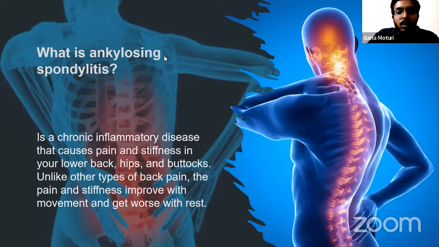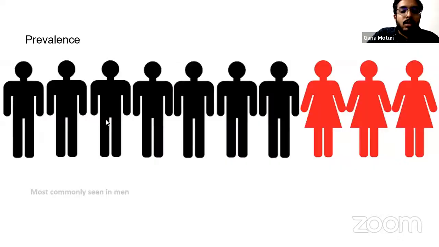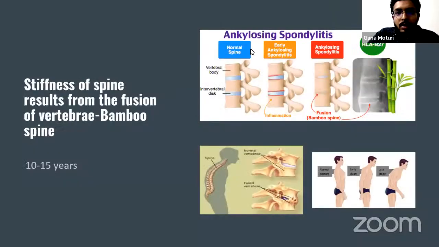So again, elaborating on what ankylosing spondylitis is: it is a chronic inflammatory disease which will cause pain and stiffness in your lower back, hips, and buttocks. Unlike other types of back pain, the pain and stiffness in ankylosing spondylitis will improve with movement and get worse with rest. As for prevalence, as you can see in the image, it is most commonly seen in men when compared to women. And in this image, I'll be telling about where ankylosing spondylitis involves the spine.